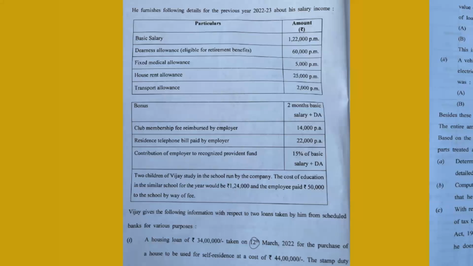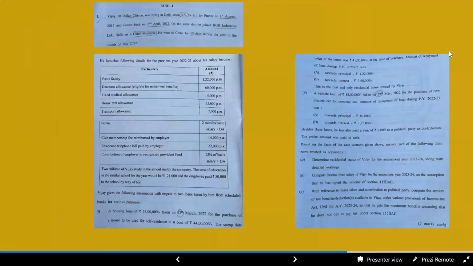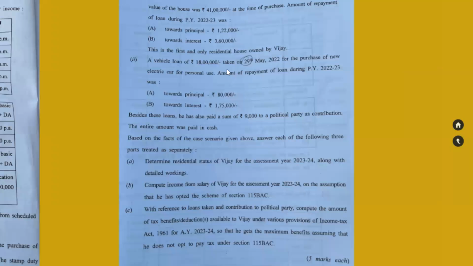Continuing further, he had taken two loans, a housing loan and a vehicle loan. And some principal payments and interest payments were made. Here we have two things to look at. One is the income from house property and the deductions under section 80E and 80EEB, which need to be reviewed and evaluated very closely in order to answer these questions. Further, there was certain information about the contributions to the political parties.